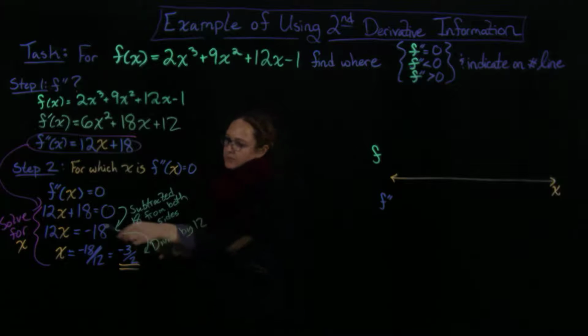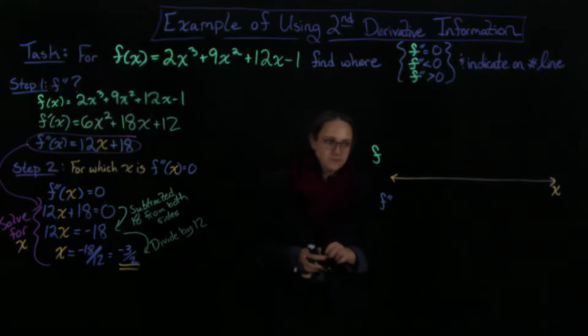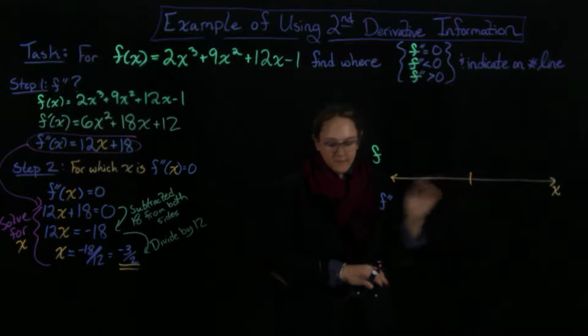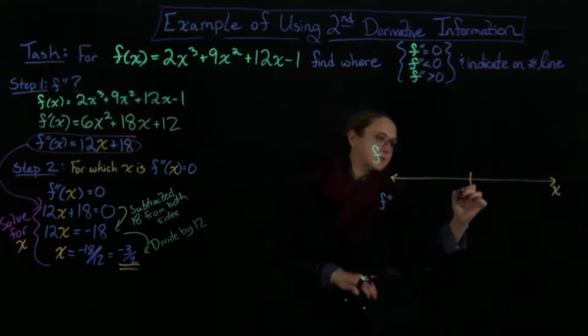Okay, great. So this is like my important point. So this is the one I put on here. This is where everything kind of can change. So this is minus 3/2.